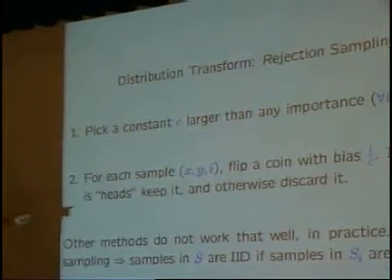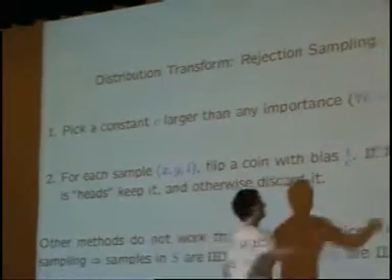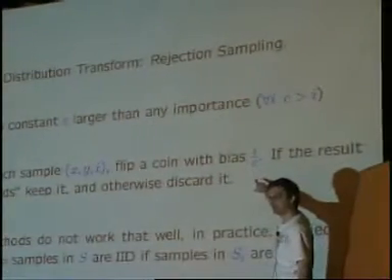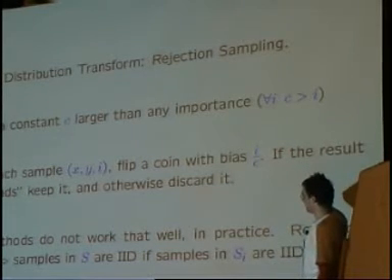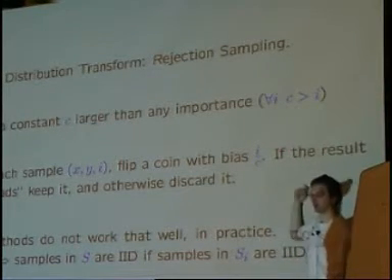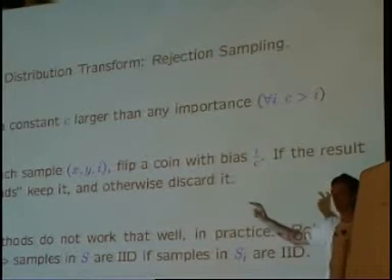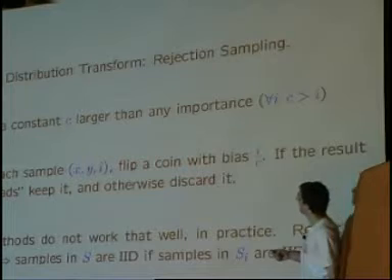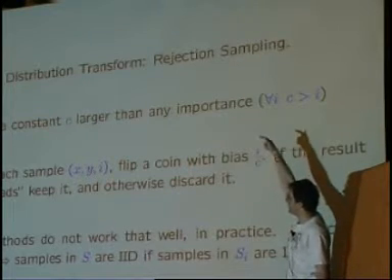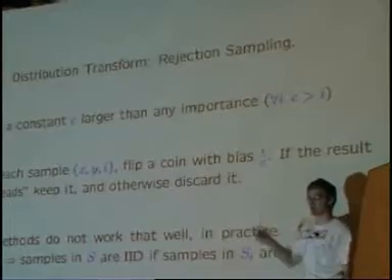And then for each sample, you're going to flip a coin with a bias of I over C. Right? So this is less than 1. And if the result is heads, you keep it. And otherwise, you throw it away. Okay, so this takes you from one distribution to another. And you can prove that samples drawn from d sub I and then using this process are actually drawn from d.